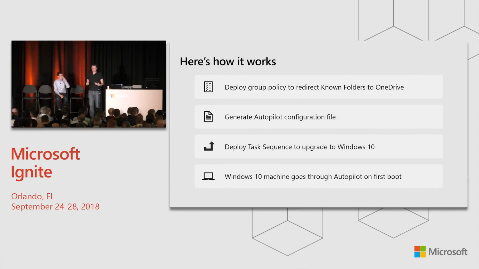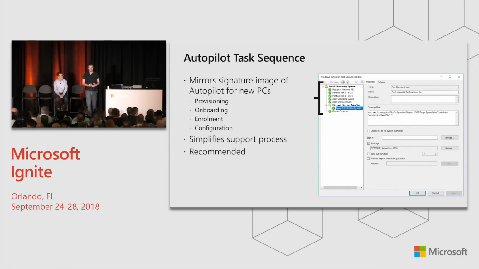Because it's mirroring the signature image approach, there's no data or application maintenance across the Windows 7 to Windows 10. So the intention would be to have OneDrive for Business back up the data that the user already had on the device. So you deploy a group policy to redirect those known folders to OneDrive. That means that the data is already in OneDrive ready for that new Windows 10 device. You generate the configuration file, you create the Windows task sequence in Configuration Manager, reformat the device, lay down Windows 10, and the device then boots into the Autopilot experience.